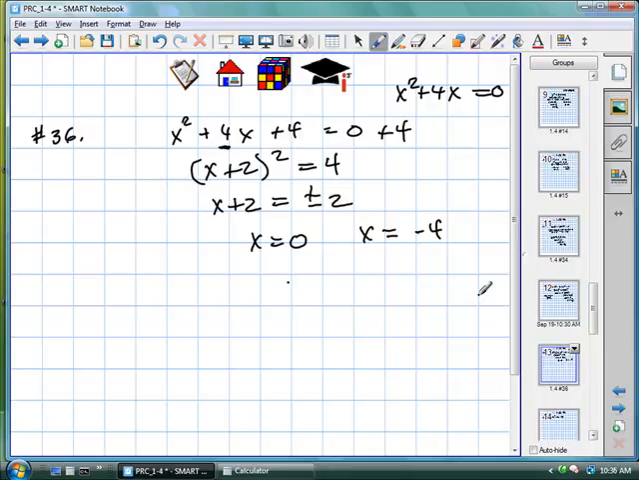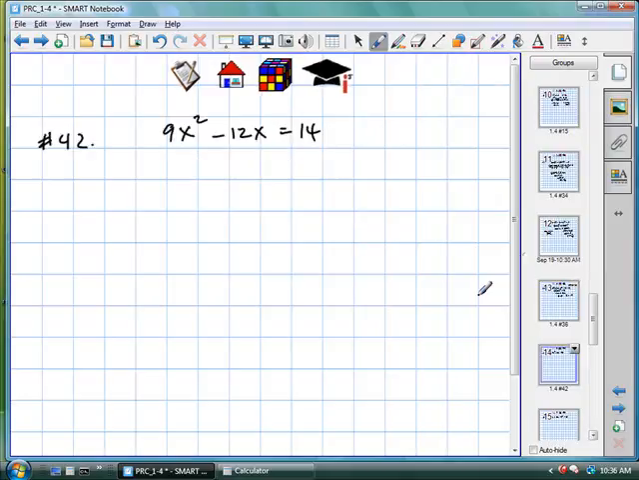Questions? 42. Same section. Solve by completing the square. Well, I'm still thinking about your comment where she said, should I leave the 14 over there? Maybe. I guess they told you you have to use completing the square, so let's leave it over there. So I'm going to spread this out a little bit.